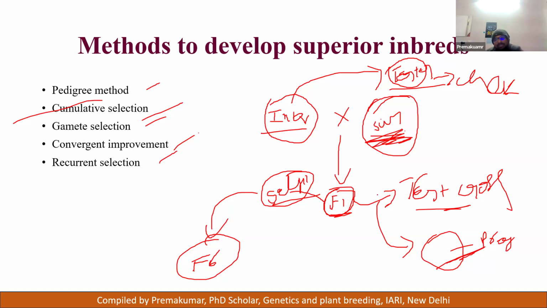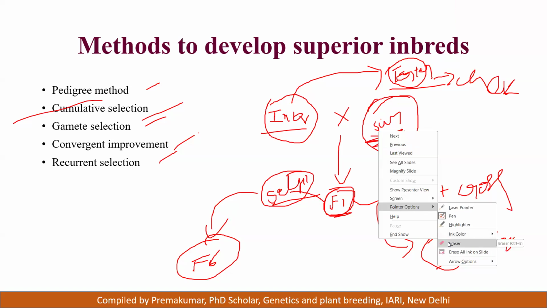Here, F1 is selfed and crossed. Those plants which are outperforming the check, their selfed seed can be advanced to the F6 generation. This is called gamete selection. Understood what is gamete selection?